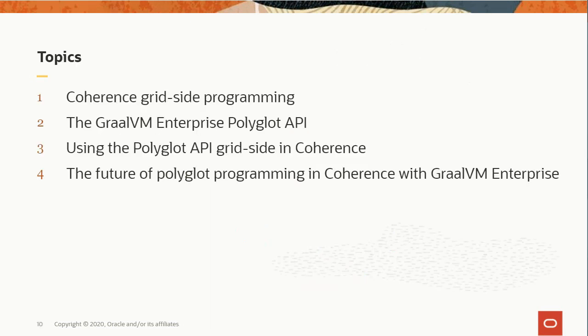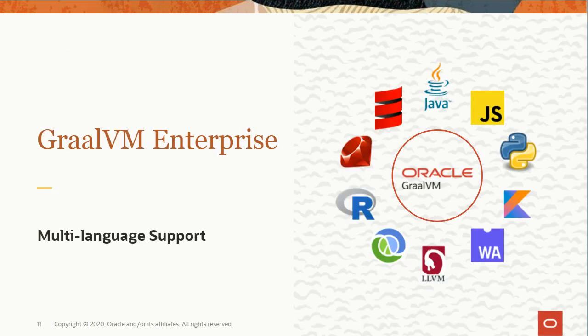So that's a little introduction to Coherence and what the product is, what the use cases are, and some of the grid side features: querying, aggregation, and in-place processing that can be written in polyglot languages with GraalVM Enterprise now in our 14.1.1 release, which, by the way, just came out at the end of March. So let's talk about the GraalVM Enterprise Polyglot API real quick.